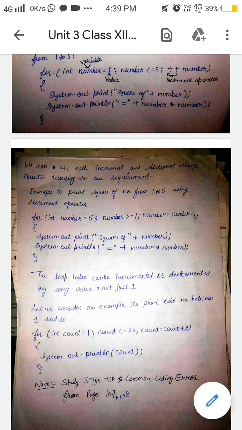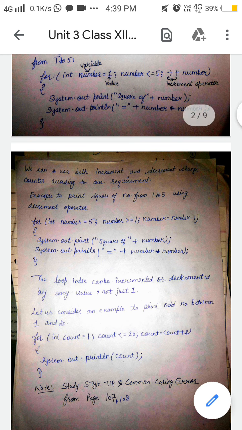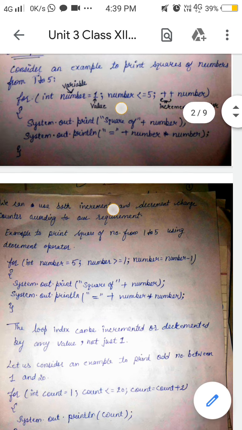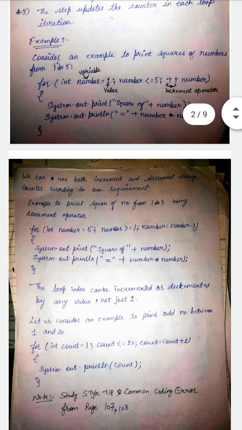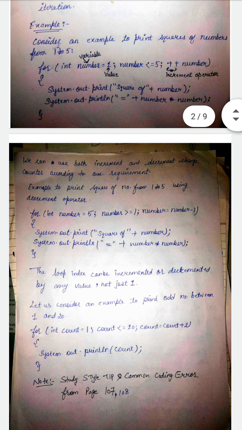So how will we get the output for number 1? Square of 1 is equal to 1, so we will get the output like this. After these two statements get executed, the control will come to the third step, that is the change counter. Here in the change counter we have written plus plus number. If we write number plus plus or plus plus number, it means increment operator.